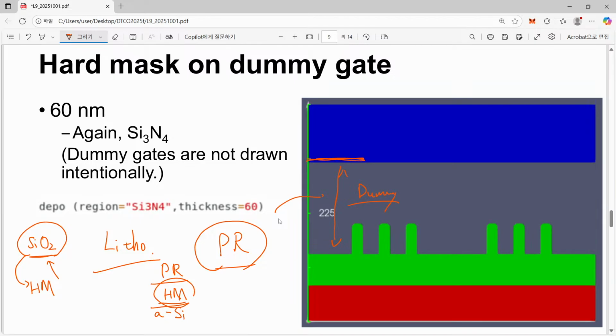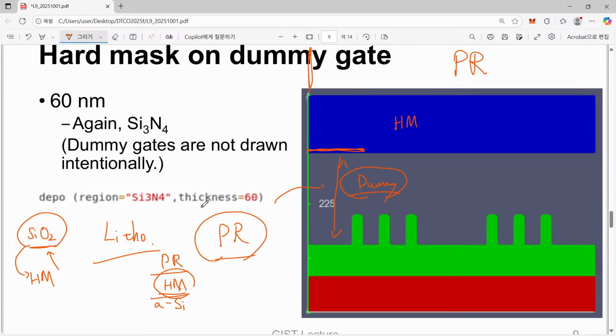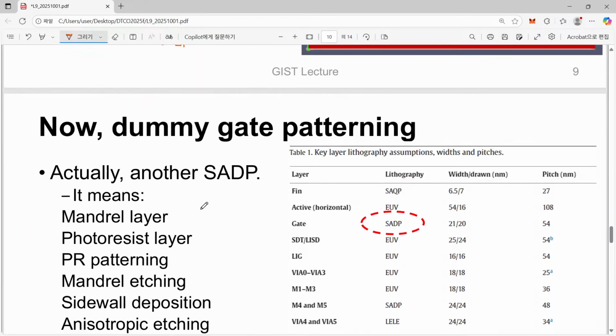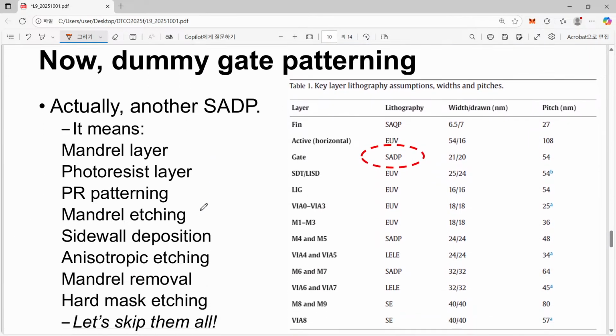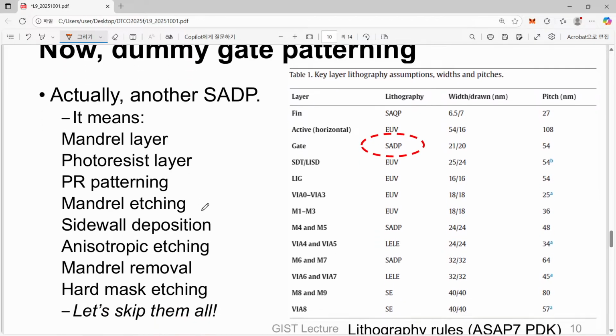So things become quite complicated. Dummy gate, and here we have a hard mask corresponding to silicon nitride, and of course finally we have PR, photoresist, and this photoresist is patterned, and using this photoresist as a mask, the hard mask will now be patterned. Long story. So let me just show you this table.